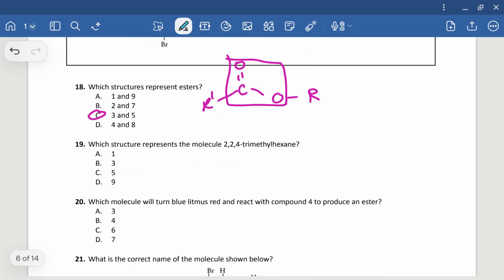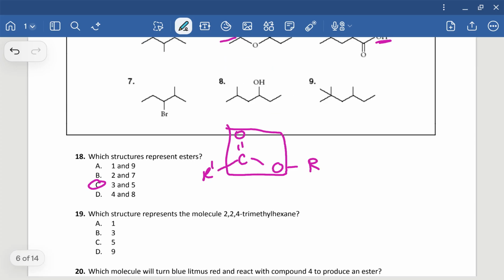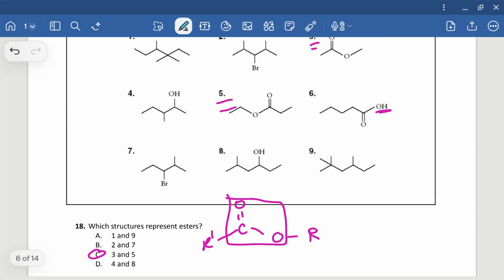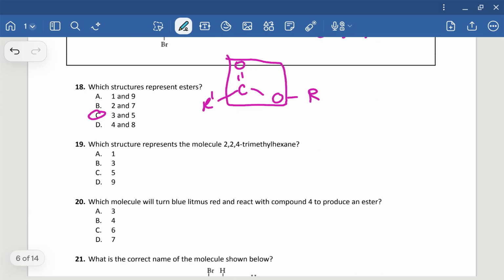The next one is asking which structure represents 2,2,4-trimethylhexane. So looking at this one, if I was looking for 2,2,4-trimethyl, I want to see 3 methyl groups on your longest chain, which is going to be 6: 3, 4, 5, 6. So that answer was 9.